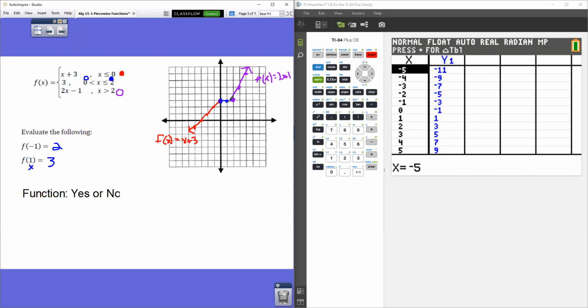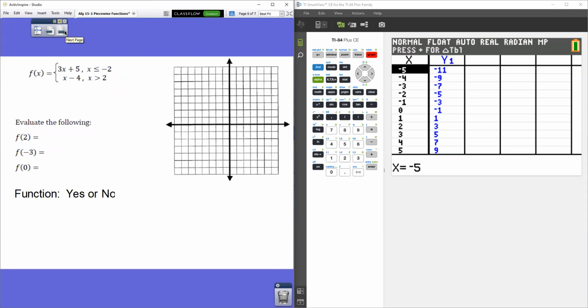And I did forget to label this blue part of the graph. The blue part of the graph, f of x equals 3. Is it a function? Yes or no? Yes, it is. It will only be a no if there's 2 dots right directly above each other. So take a look at the next one here.